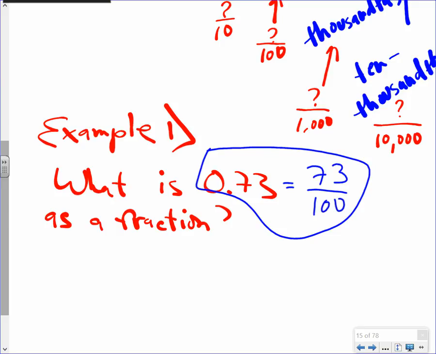That's all it is. I want to get the mystery out of it. Get the mystery out of decimals. It's just fractions. For lazy people who don't want to write fractions, put 0.73. That means 73 hundredths.